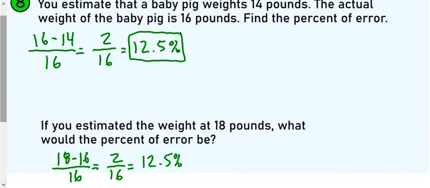So you might think, why are they both the same percent of error? In the first situation, we were 2 pounds too light, so it was a 12.5% too low guess. And the second one, if we estimated at 18 pounds, that would be 2 pounds too heavy, so that would be a 12.5% error on the other side. So one was 2 pounds too light, the other was 2 pounds too heavy, but it was the same percent of error.